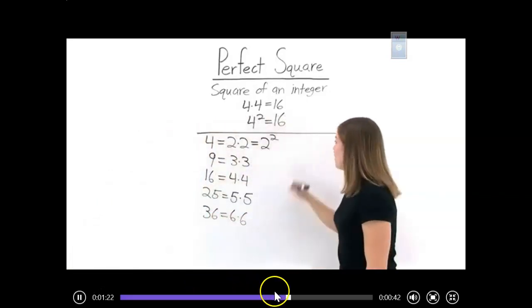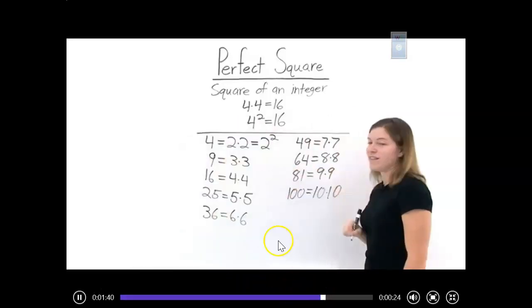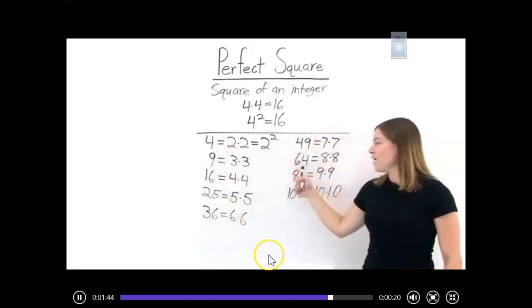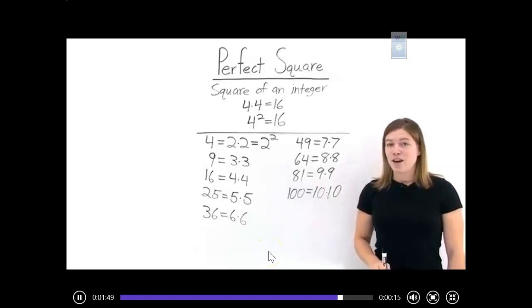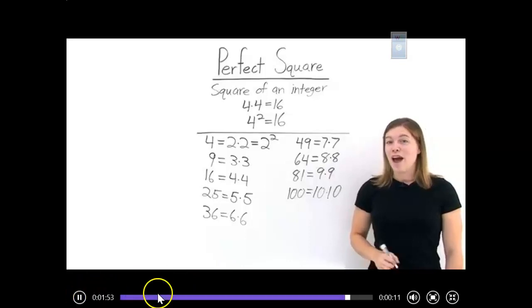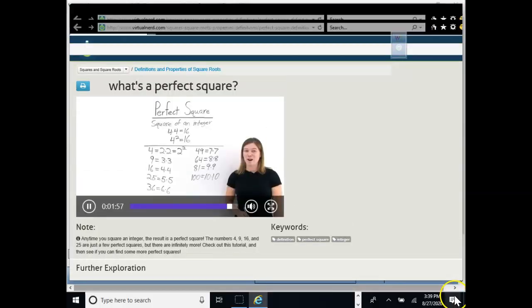Let's take a couple more. Because it's 10 squared. Each one of these numbers on the left-hand side of our equal sign is a perfect square because it can be broken down into the square of an integer. So remember, if you have the square of an integer, that resulting number is called a perfect square.